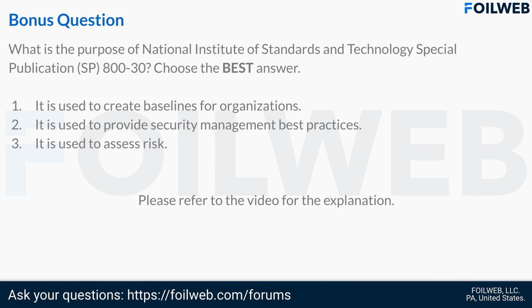It is a bonus question and not directly related to the CIA Triad. What is the purpose of National Institute of Standards and Technology Special Publication 830? The purpose of Special Publication 830 is to provide guidance for conducting risk assessments of federal information systems and organizations. Risk assessments are part of an overall risk management process, providing senior management with the information needed to determine appropriate courses of action in response to identified risks. So option number 3 is the best answer choice for the question.